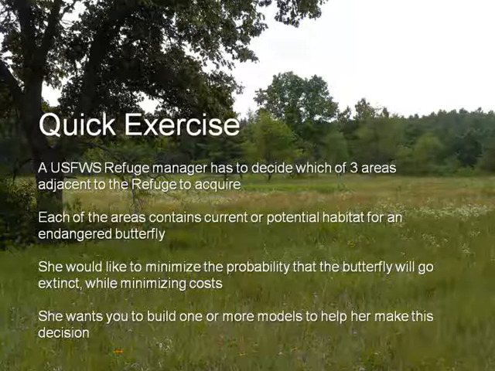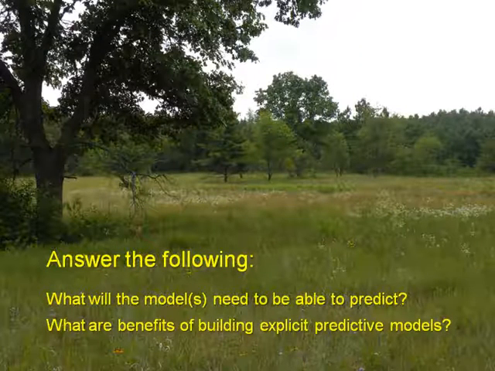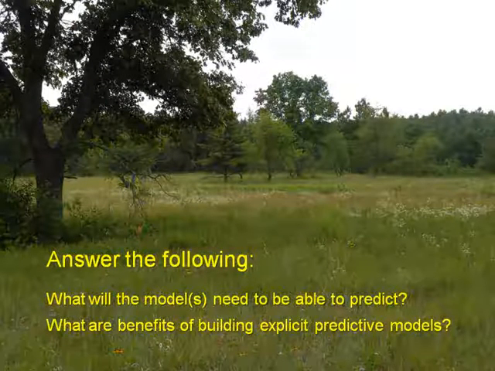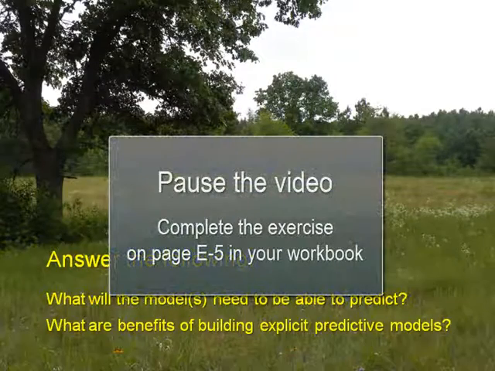The decision is which of the pieces of land to acquire. You want to minimize butterfly extinction and you want to minimize cost. You need to then build one or more models to help you make that decision. Take a few minutes and answer these questions. 1, what will the models need to be able to predict? And 2, what are the benefits of building some explicit predictive models in this case? Okay, so take a minute, turn off the video, and jot down your answers to those questions, and then we'll come back and we'll talk about them.